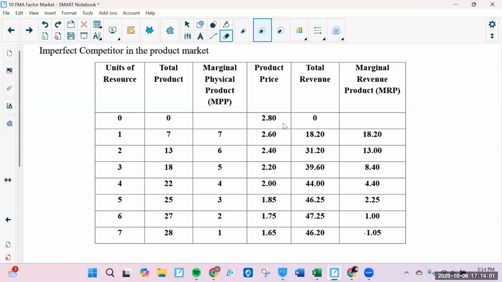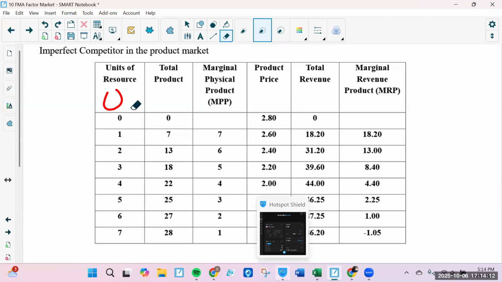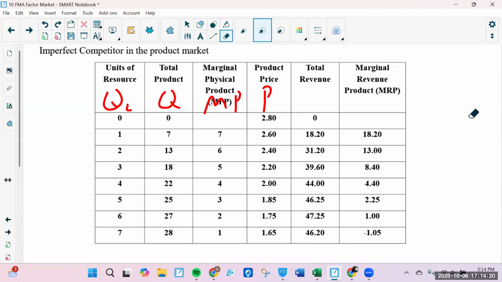So notice the price doesn't just stay at $2. We're actually having to lower the price to sell more of the product, right? So we've got unit of resource, quantity of labor is the same, quantity of output is the same, marginal product is the same, but price is going to be different here. Okay, price is different. So when we get to this, total revenue is also the same.